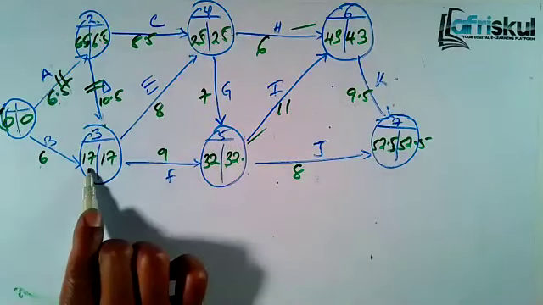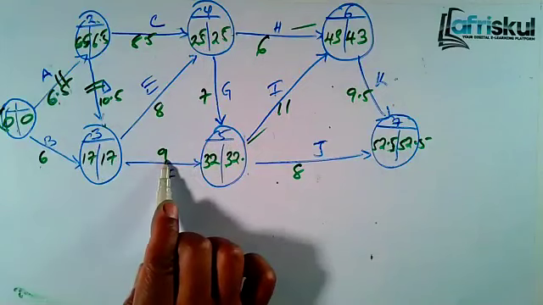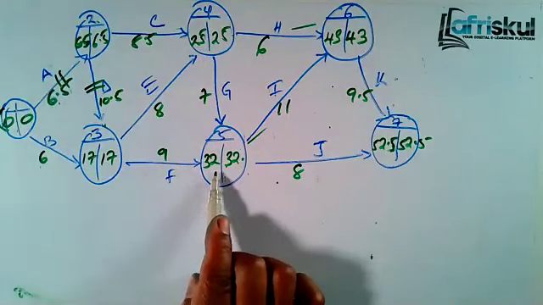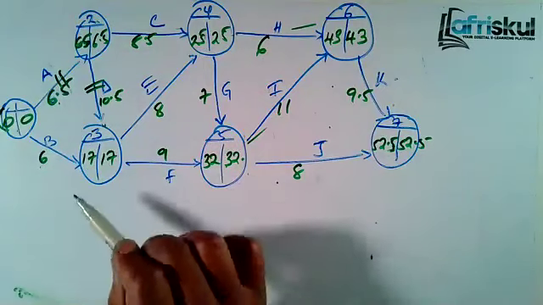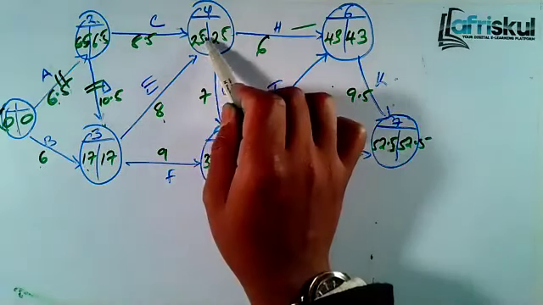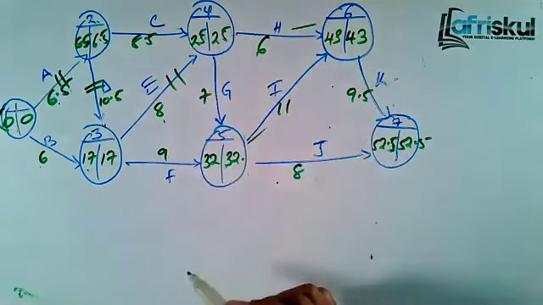Now from 3, you can go to 4, you can go to 5. So if you take 17 plus 9, you get 26. This one is not 26, so that one makes no sense. 17 plus 8, you get 25. So we go through here.